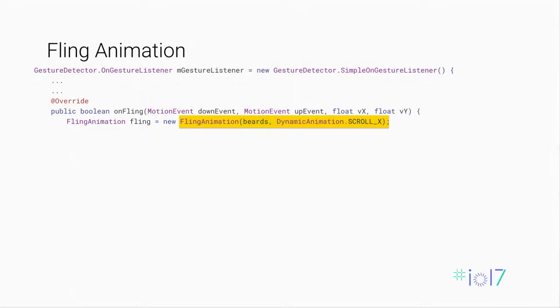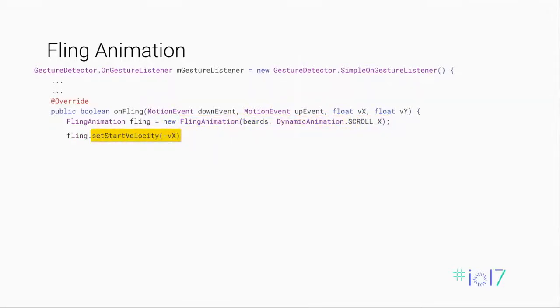To the constructor of the fling animation, we need to provide the object we want to animate. In this case, it's the list of bearded androids. And the property that we want to animate, in this case, is the scrollX, since we want to fling this list horizontally.